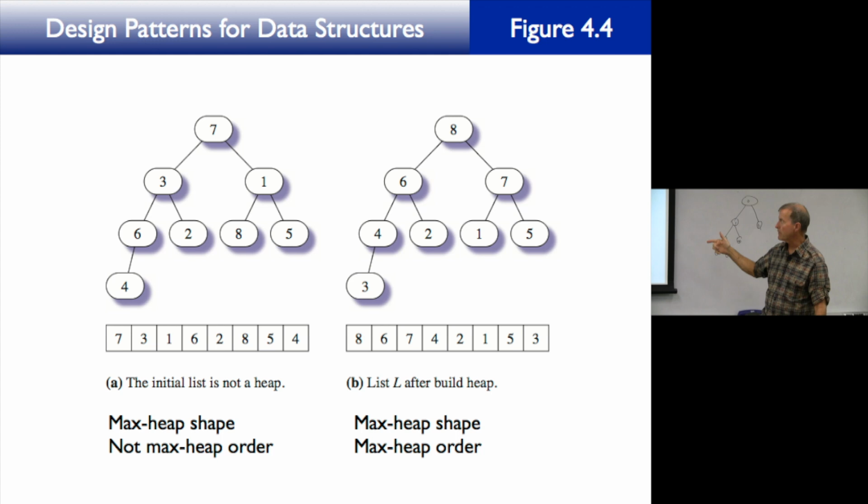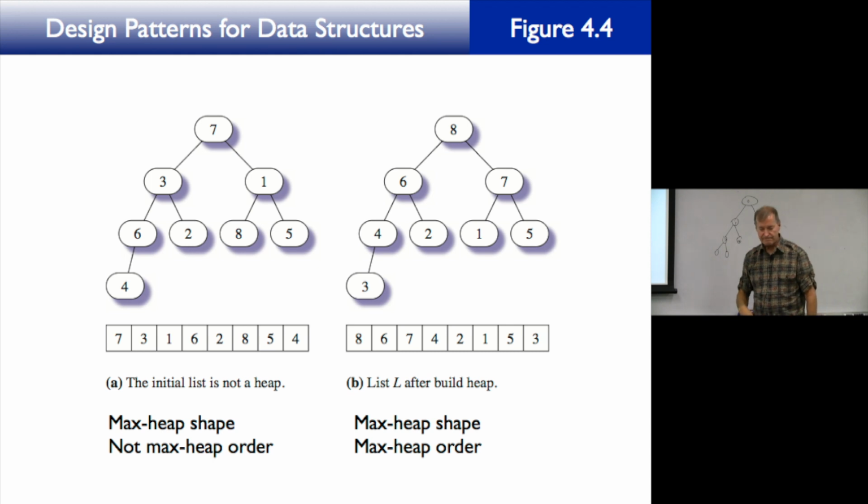So now look at B. The root is 8. Is 8 greater than or equal to 6 and 8 greater than or equal to 7? Yes. Is 6 greater than or equal to 4 and 6 greater than or equal to 2? Yes. And is 7 greater than or equal to 1 and 7 greater than or equal to 5? Yes. And is 4 greater than or equal to 3? Yes. So does everybody see how you can determine now that that is a heap? Because it has a heap shape and a heap order.